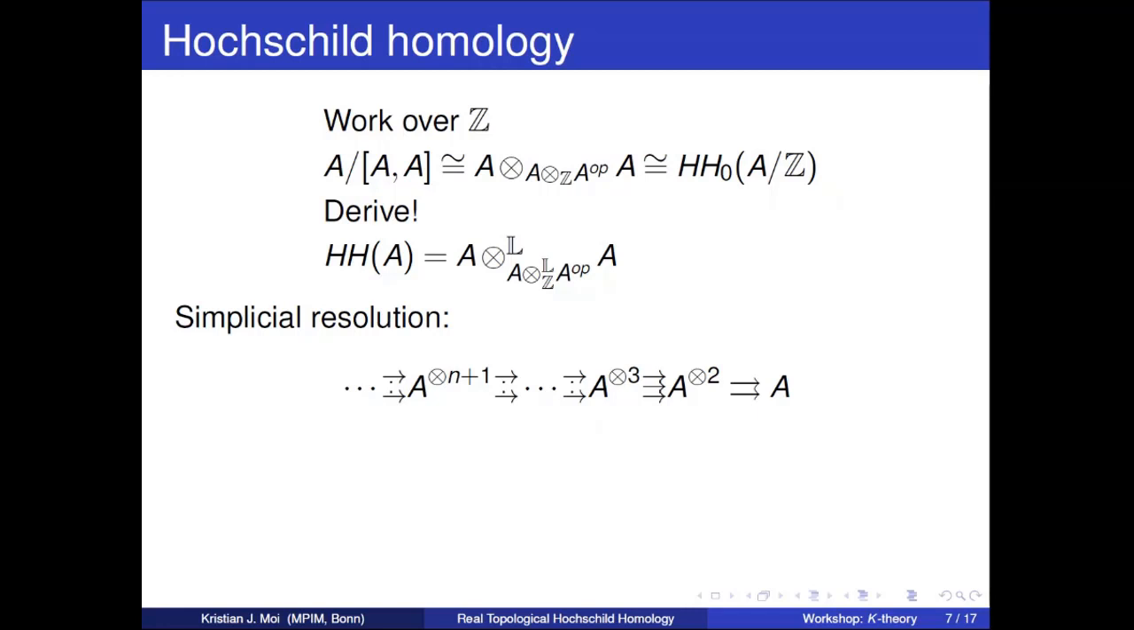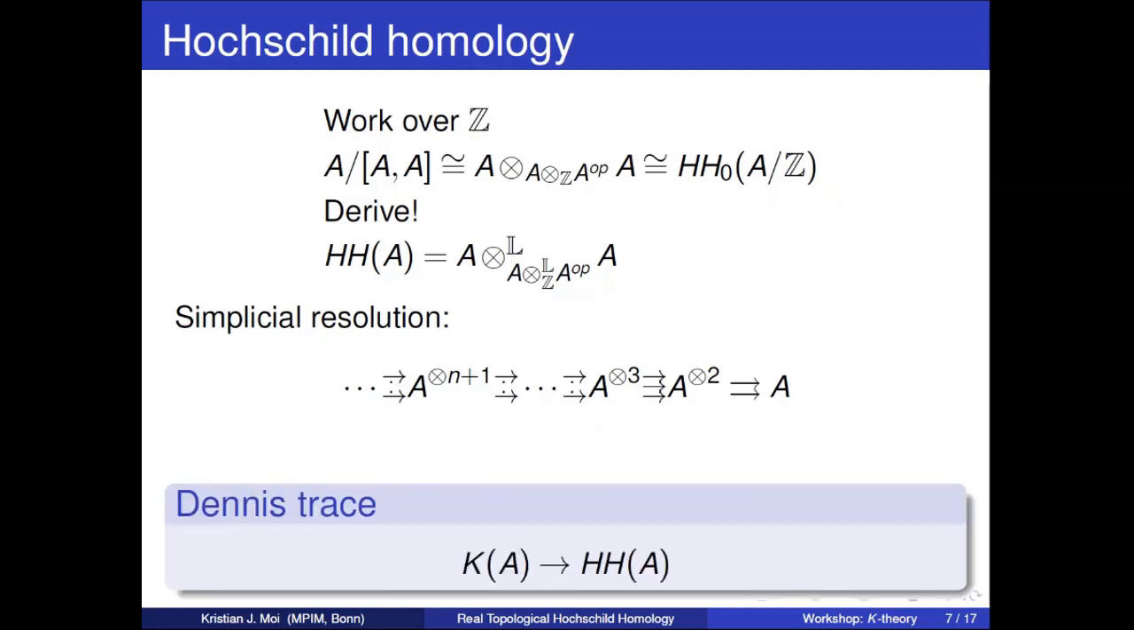So now we have derived the source of the trace map, and we have also derived the target. Dennis in the 70s constructed a map from K-theory to this Hochschild homology space, which on pi zero is still the usual trace map. So it's a lift of the map that we had on groups to spaces. On the next slide I'm going to talk about topological Hochschild homology, so let's just jump into it.